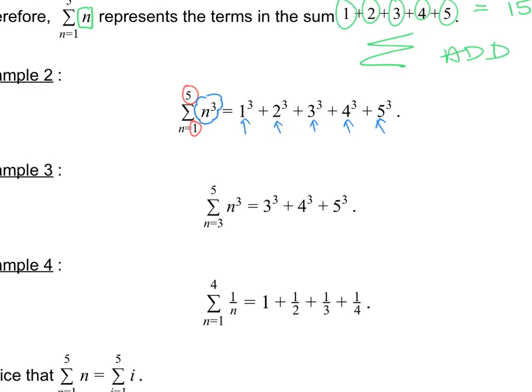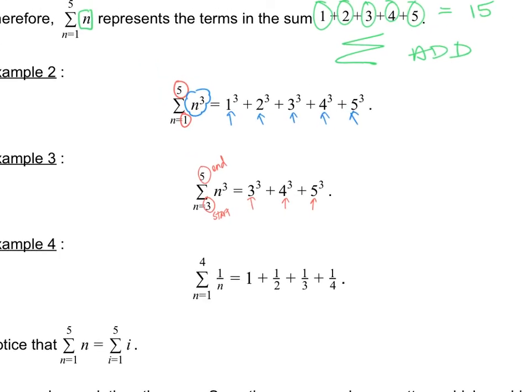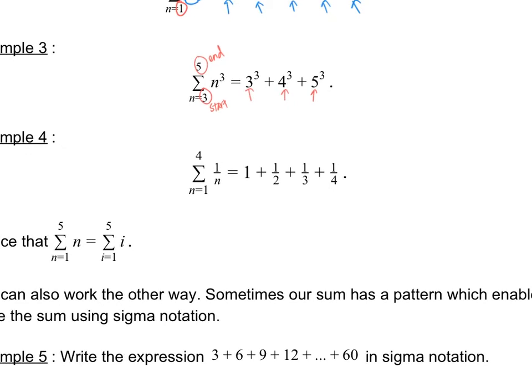When I look at example 3, that one looks just slightly different because now our start is 3. So we're only going to have to plug in a 3, a 4, and then a 5. So it's only a little part of it. Again, it's still the start and our end. For number 4 there, we're still starting with 1 and going to 4, and we're plugging in.